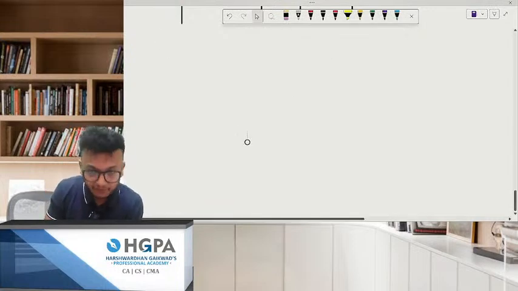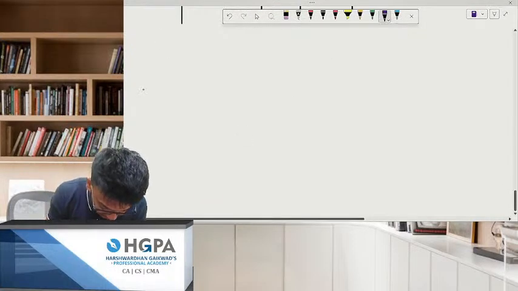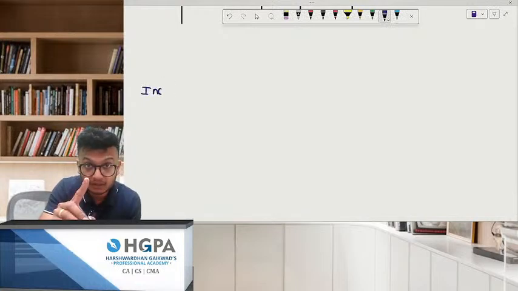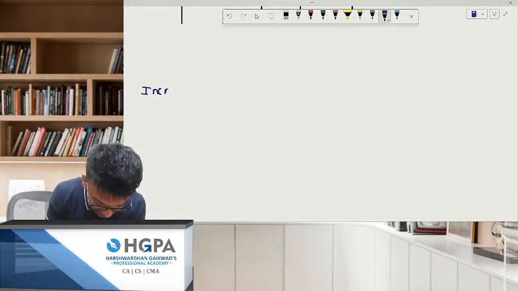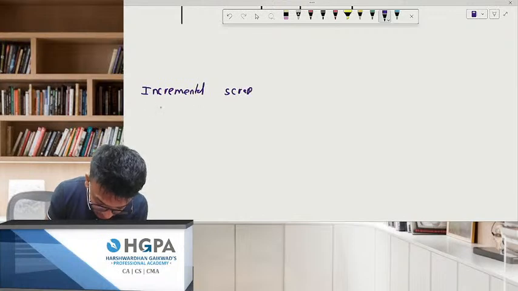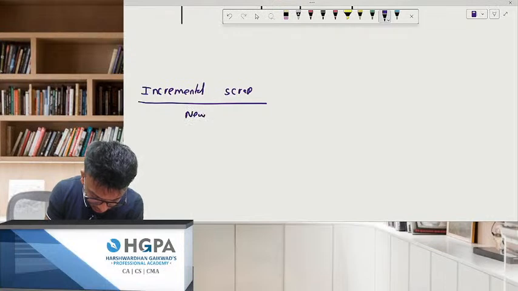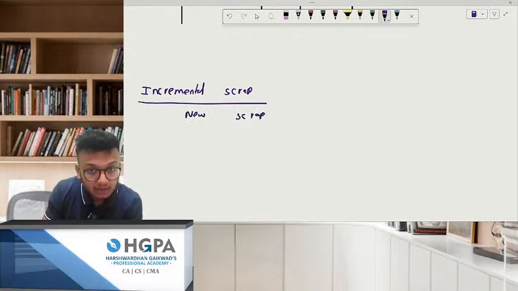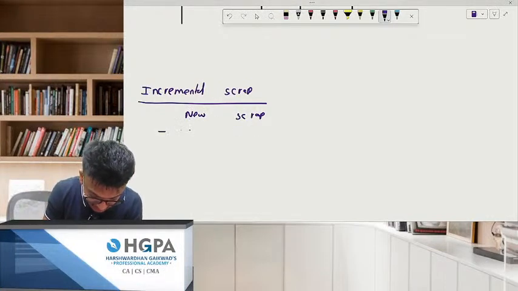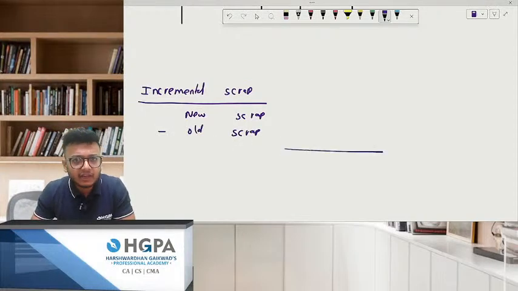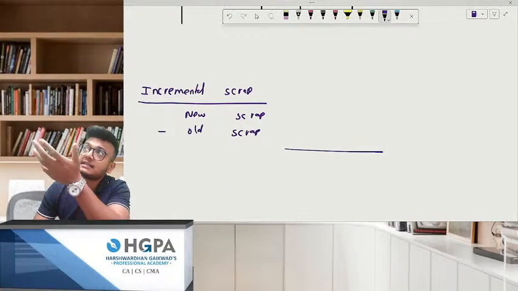If I would have made a working note, I'm just writing it for your reference. Incremental scrap. So what is the logic for incremental scrap? New minus old. So new machine scrap less old machine scrap. Is this right? Sir, we have both the scraps, so minus it. Then how is this answer coming right?